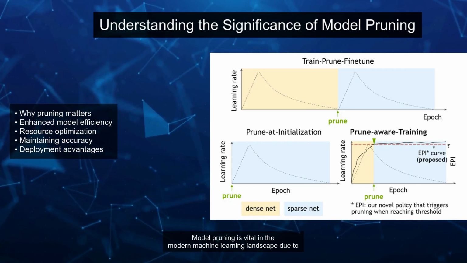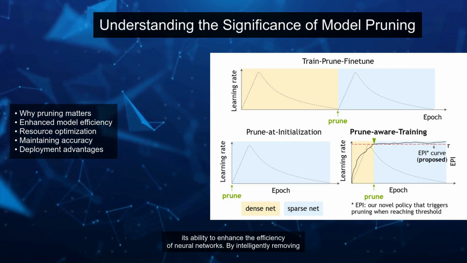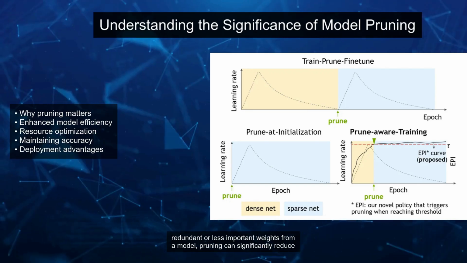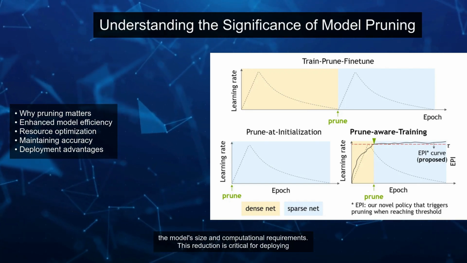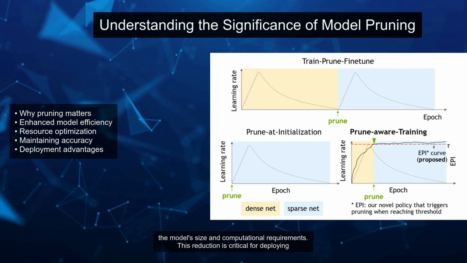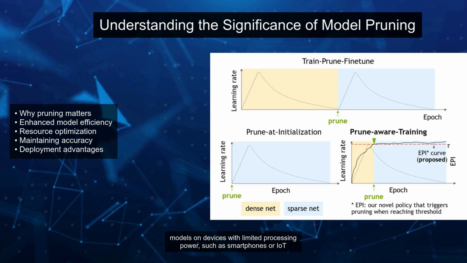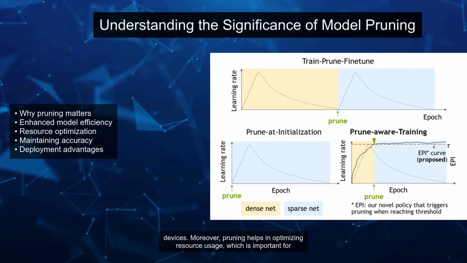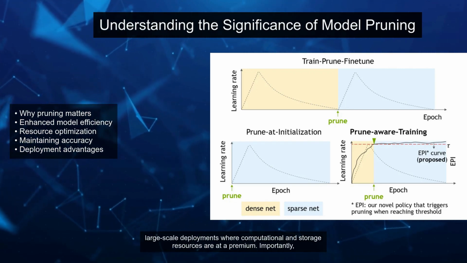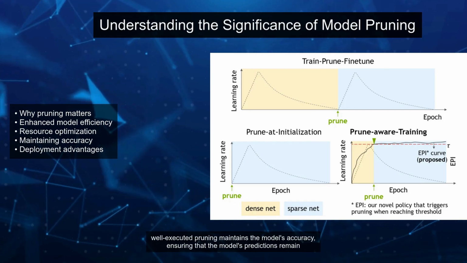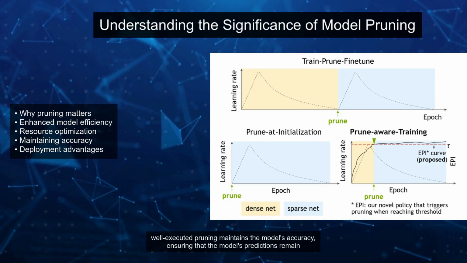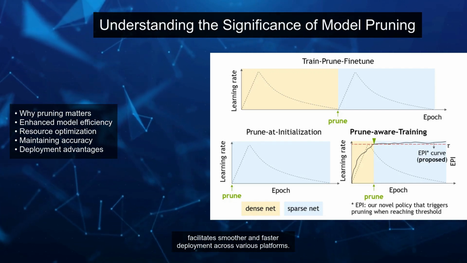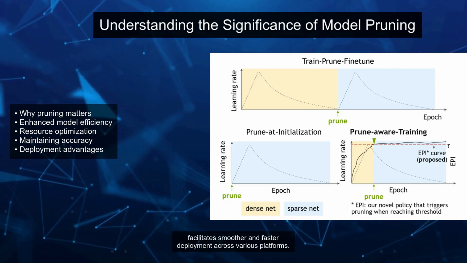Model pruning is vital in the modern machine learning landscape due to its ability to enhance the efficiency of neural networks. By intelligently removing redundant or less important weights from a model, pruning can significantly reduce the model's size and computational requirements. This reduction is critical for deploying models on devices with limited processing power, such as smartphones or IoT devices. Moreover, pruning helps in optimizing resource usage, which is important for large-scale deployments where computational and storage resources are at a premium. Importantly, well-executed pruning maintains the model's accuracy, ensuring that the model's predictions remain reliable. Thus, pruning not only contributes to reduced resource consumption but also facilitates smoother and faster deployment across various platforms.